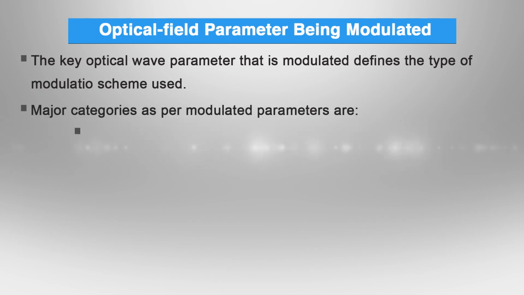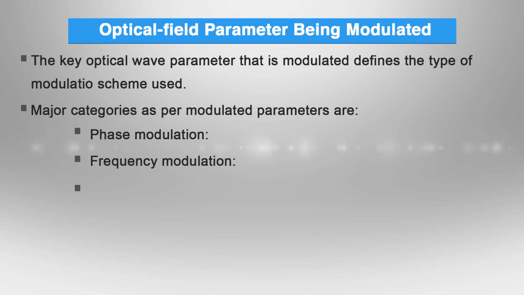Major categories as per modulated parameters are: first is phase modulation. The phase of the optical carrier wave is varied to encode information while its amplitude remains constant. This can be implemented via refractive index modulation. Second is frequency modulation. The frequency of the optical carrier wave is varied based on the message signal, while its amplitude and phase remain unchanged.